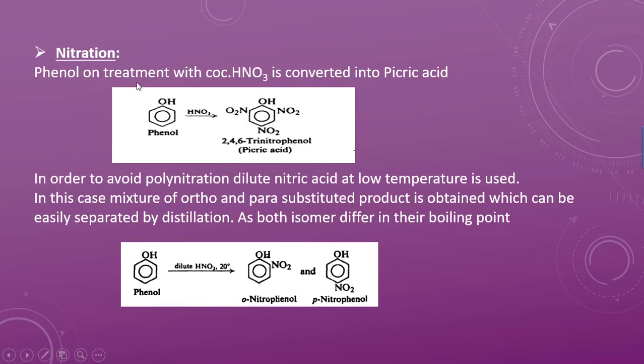Nitration. Phenol on treatment with concentrated nitric acid is converted into picric acid. In order to avoid polynitration, dilute nitric acid at low temperature is used, and in this case we obtain a mixture of orthonitrophenol and paranitrophenol. Both these isomers can be easily separated from each other by distillation.